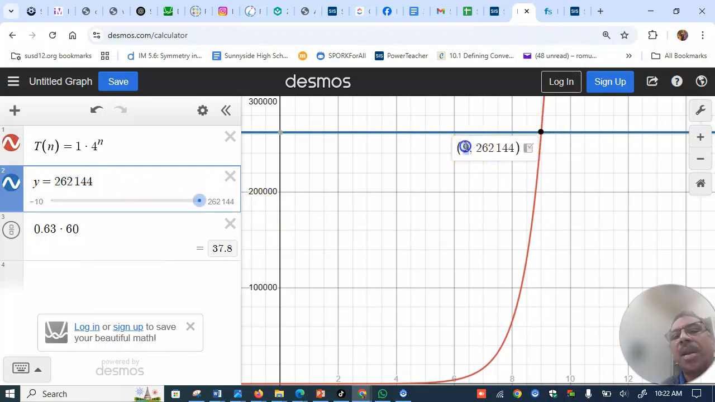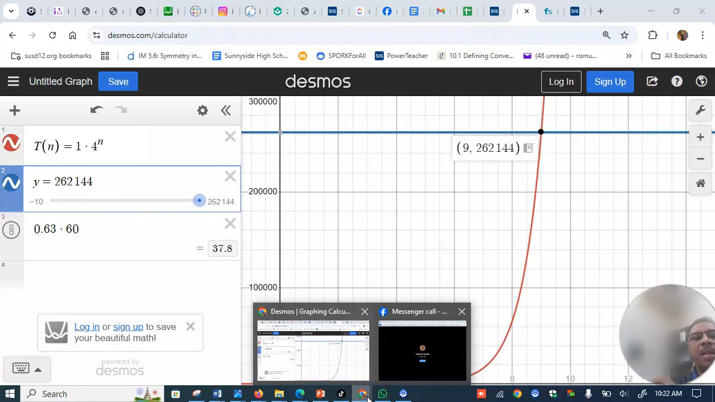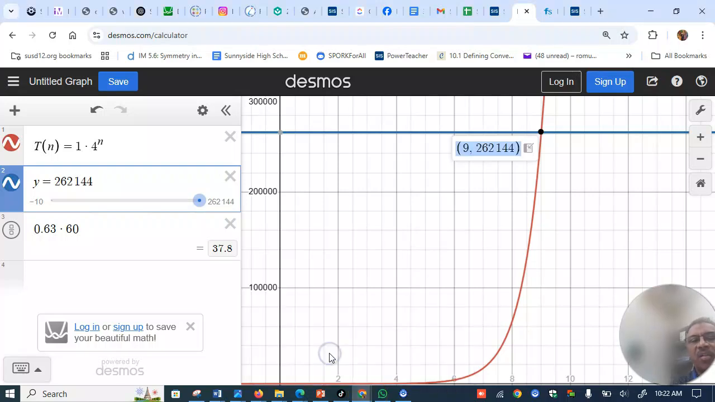For the input 9, you end up getting that. You can always check with the calculator also by using graphing, or you can just use the regular calculator to multiply 4 times 4 times 4 and see what's going on, and you get the answer.